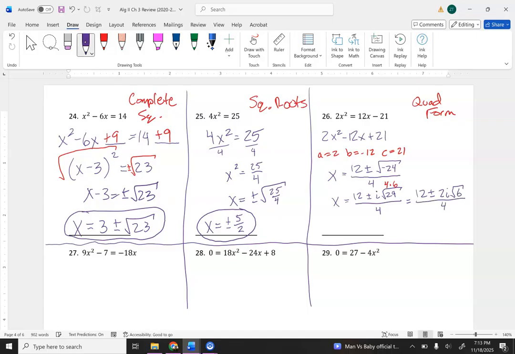All right, and what this does is this allows us to do a little bit of canceling here. So the 12 and the 2 and the 4 are all divisible by 2. So this is going to cancel to 6. This is going to cancel to a 1. And this is going to cancel to a 2. So the final answer here would be x equals 6 plus or minus i times root 6 over 2.